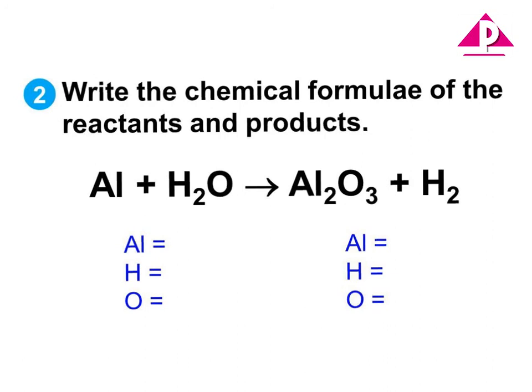On the reactant side, there are one aluminium atom, two hydrogen atoms, and one oxygen atom. On the product side, there are two aluminium atoms, two hydrogen atoms, and three oxygen atoms. Although the types of atoms are the same on both sides of the equation, the numbers of aluminium atoms and oxygen atoms are not the same. Therefore, this is not a correct chemical equation.